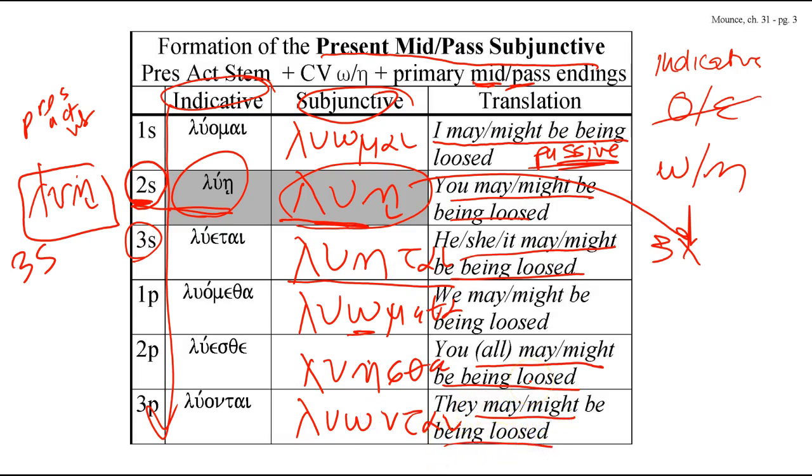So let's say these forms together. This is the present middle passive subjunctive. Here are the passive translations. And we're going to say this form together. Ready? 1, 2, 3. Luōmai, luē, luētai, luōmetha, luēsthe, luōntai.